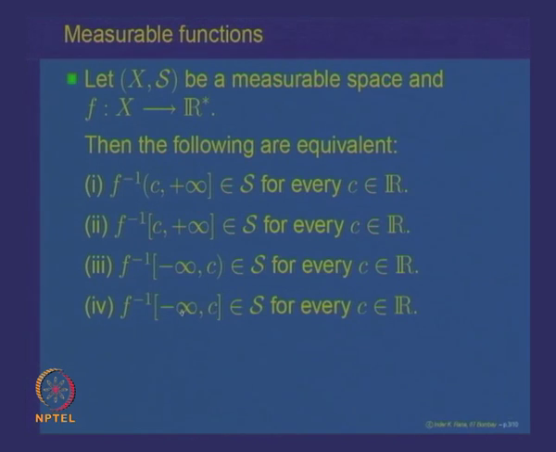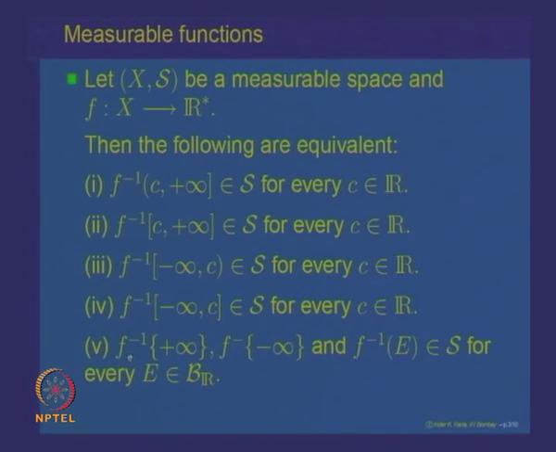And then we will show that this is also equivalent to saying that the inverse images of all the intervals of the type [-infinity, c], c closed, belong to S for every c belonging to R. So, we will show that these four are equivalent to each other, and also these are all equivalent to the following, namely the set f inverse of plus infinity and the set f inverse of minus infinity, along with f inverse of every set E, a Borel set in R, belong to S. So, we will show that for a function f defined on X taking extended real numbers as the values, these 5 conditions are equivalent.